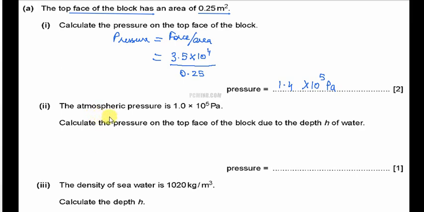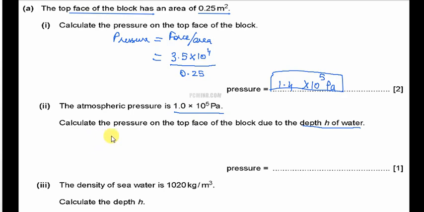In the second part, they say the atmospheric pressure is 1 into 10 to the power 5 Pascal. Then what is the pressure on the top face of the block due to the depth h of water? Now see, there are two things which are exerting a pressure. One is the atmospheric pressure and the other is that depth of water, that liquid column which is exerting a pressure. So we calculated the total pressure to be this much in the first part. So we'll just subtract the atmospheric pressure from this. This is just a 1 mark question.